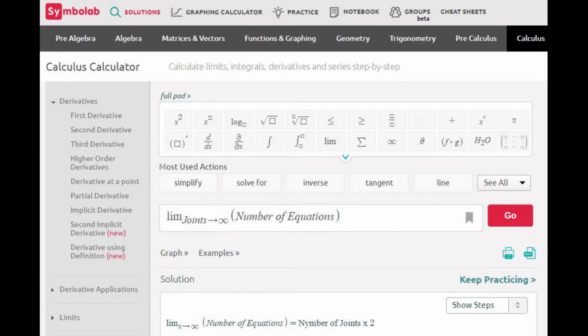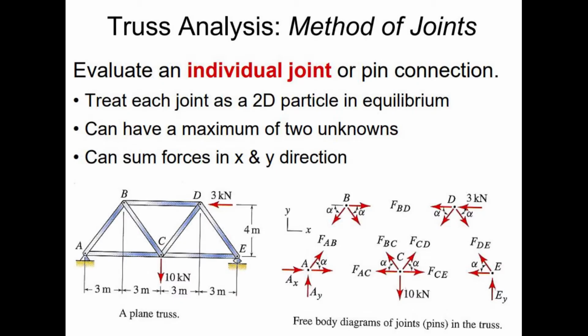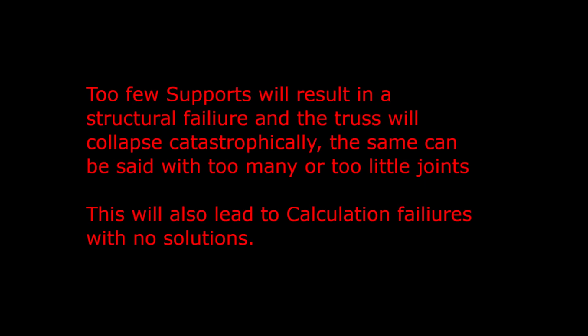There is a limit on how many members you can have, and that is restrained by the amount of joints in the system. For example, if there are 4 joints, there will be 8 equations of static equilibrium. If there are too many members or too little joints in the system, there will be problems with solving an unsolvable problem. You will either have too many solutions or no solutions at all.